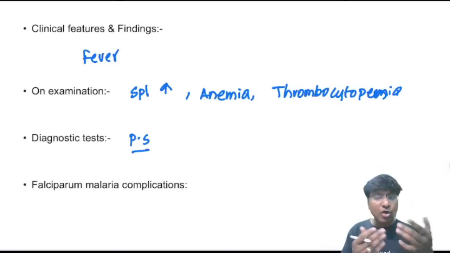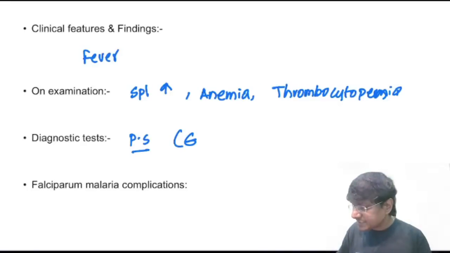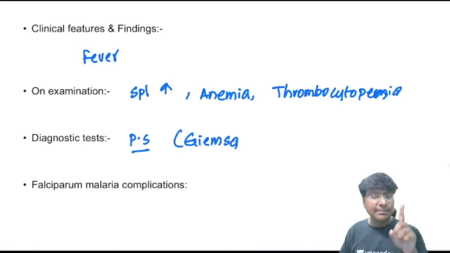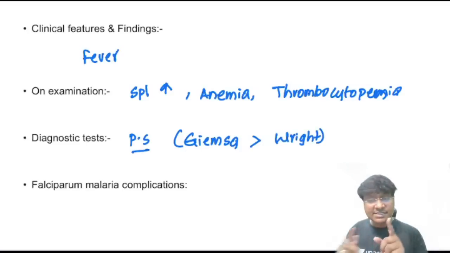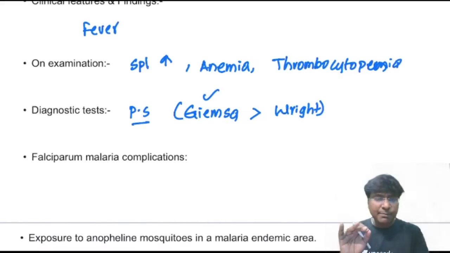Now the point is, what are the stains we use? The stain we use for malaria is Giemsa stained blood smear, and the alternative stain is the Wright stain, right? But the one more preferably used is the Giemsa stain. A very important part of the discussion related to malaria is about Plasmodium falciparum malaria.